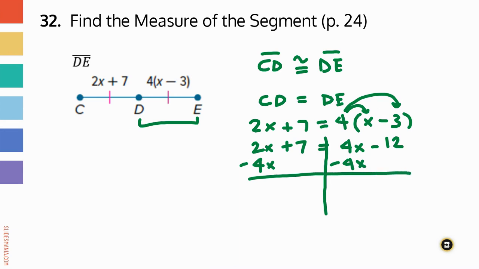So 2x minus 4x is negative 2x. The plus 7 comes down. 4x minus 4x cancels out. And then I have negative 12 left.